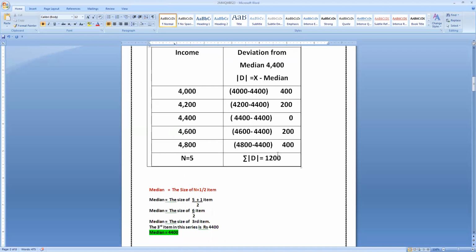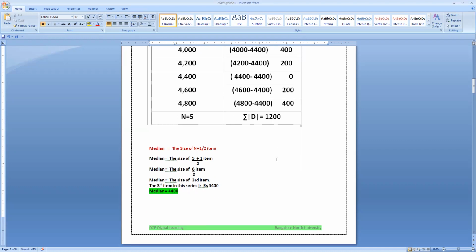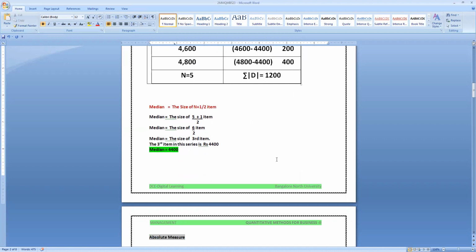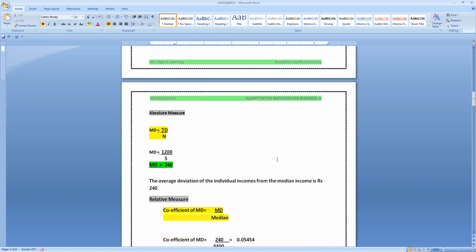Then we have to total up all the deviation values. It will become sigma d, or summation of deviations, is 1,200. Now with the help of this, we should go for calculating both the absolute measure as well as the relative measure.